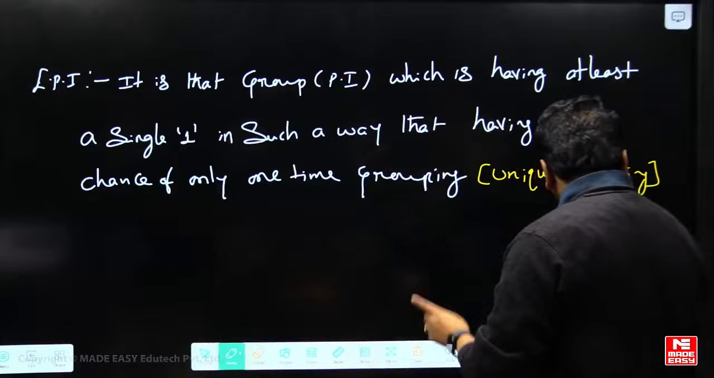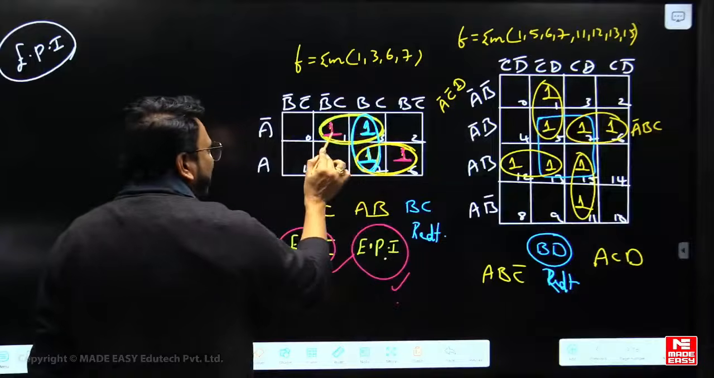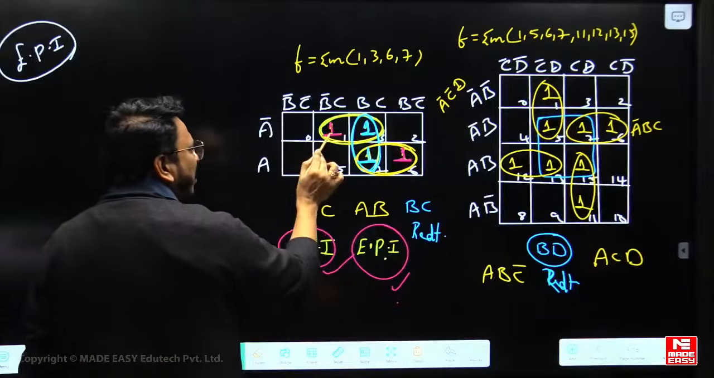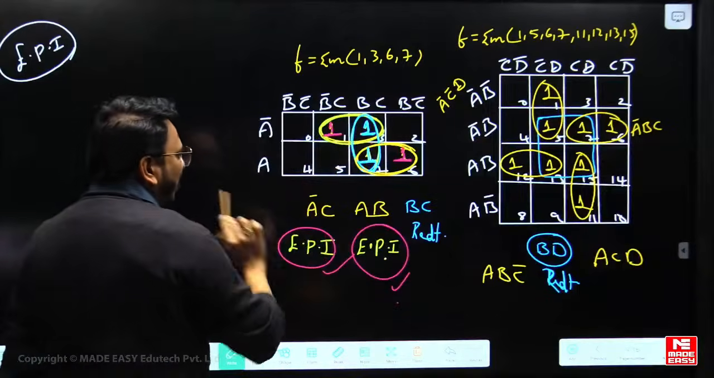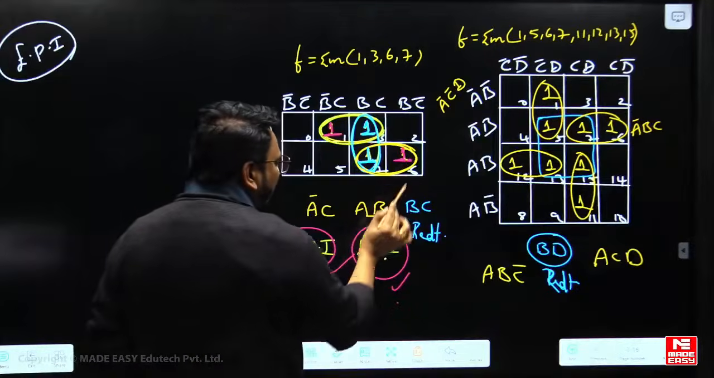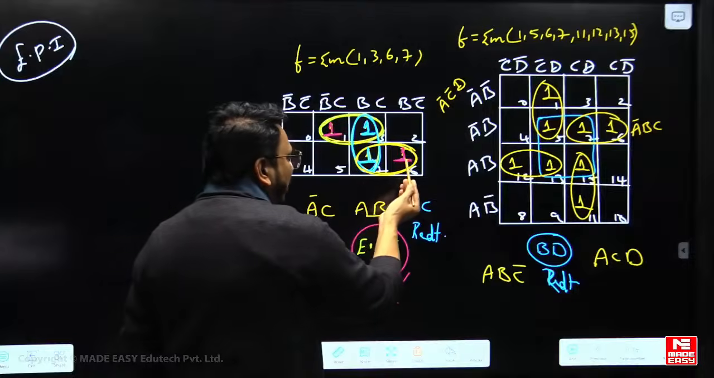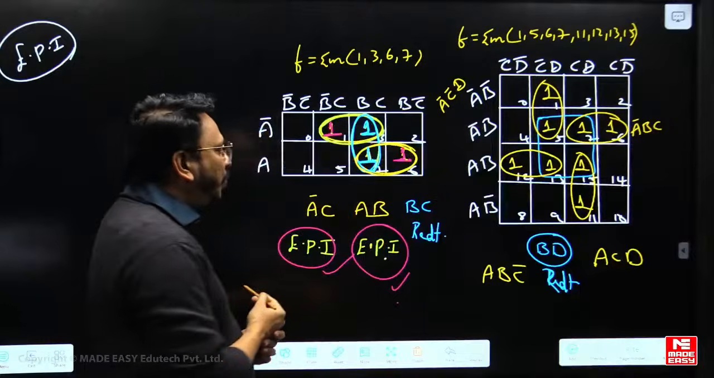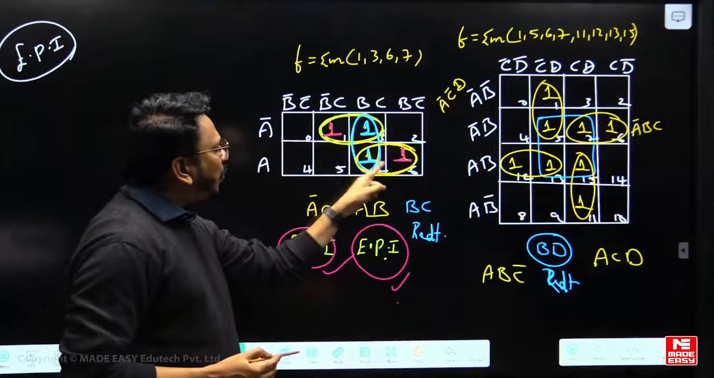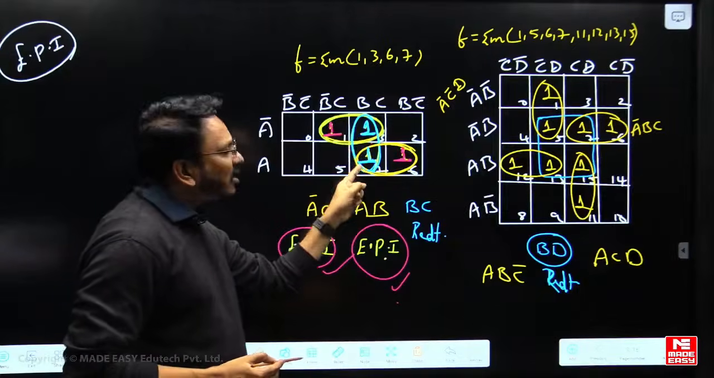That means, now check this. In this particular group, based on this one, which is having the chance of only one time grouping, we said it is an essential prime implicant. And this one is also treated as an essential prime implicant because this one is also having the chance of only one time grouping now. In this group, this one can have the grouping by this and by that also, no?